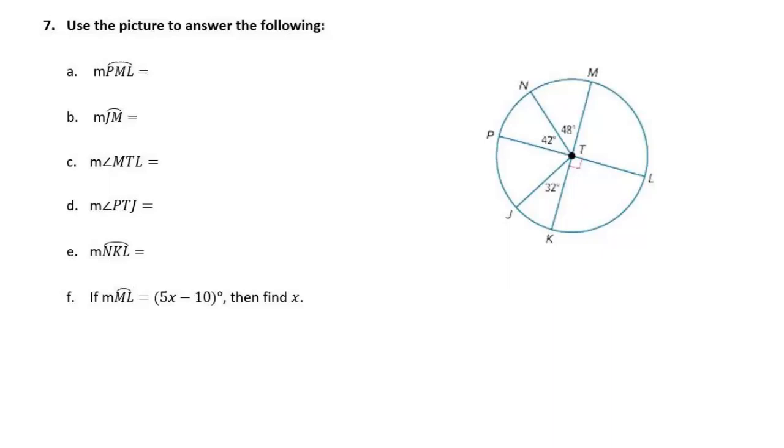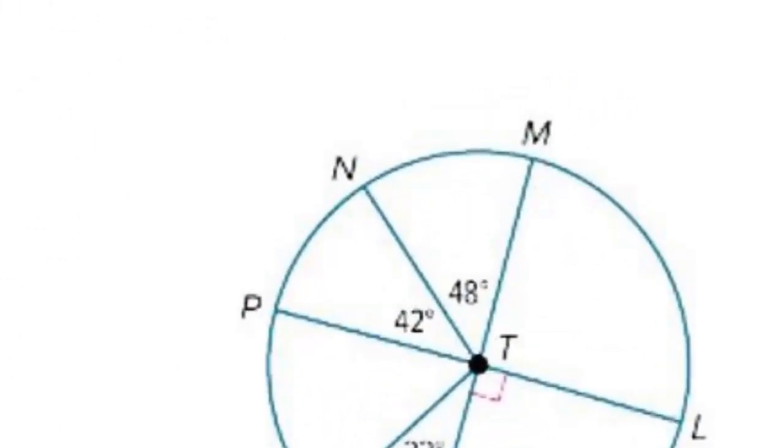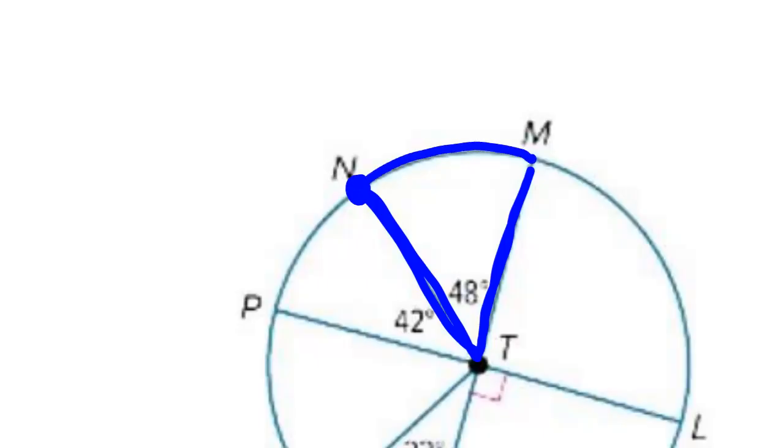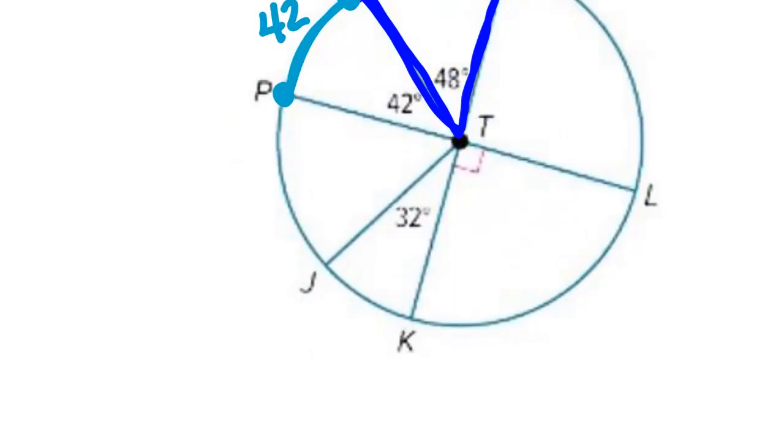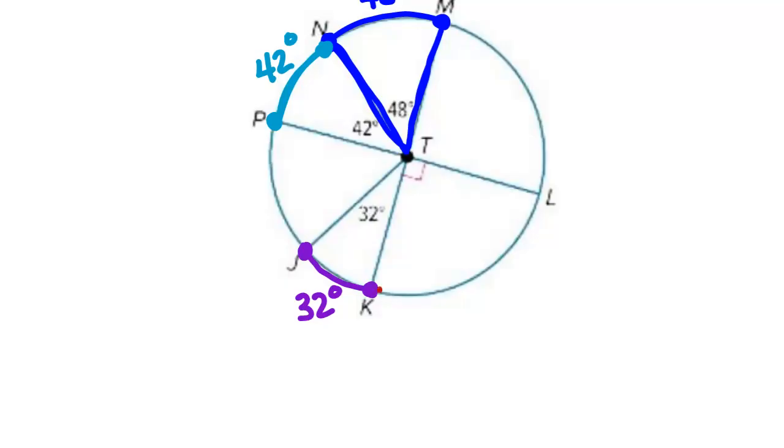We have a whole bunch of central angles in the picture. NTM is 48 degrees. So how big is arc NM? 48. How big is arc PN? 42. How big is arc JK? 32. I skipped the one that we don't know. How big is arc KL? 90.